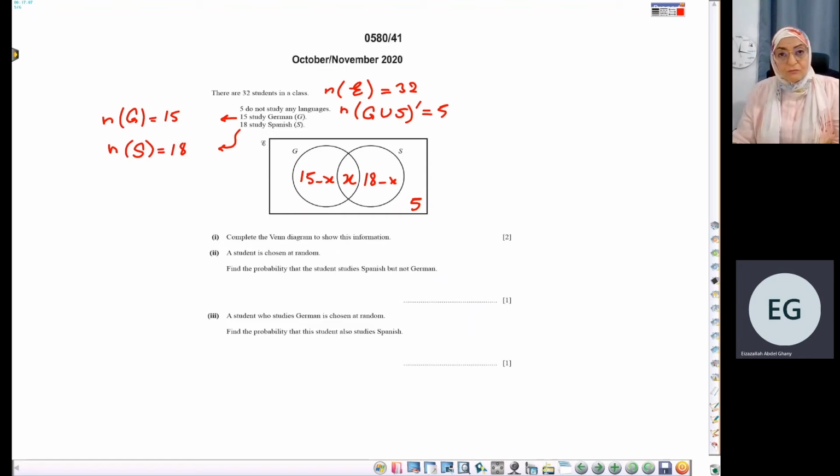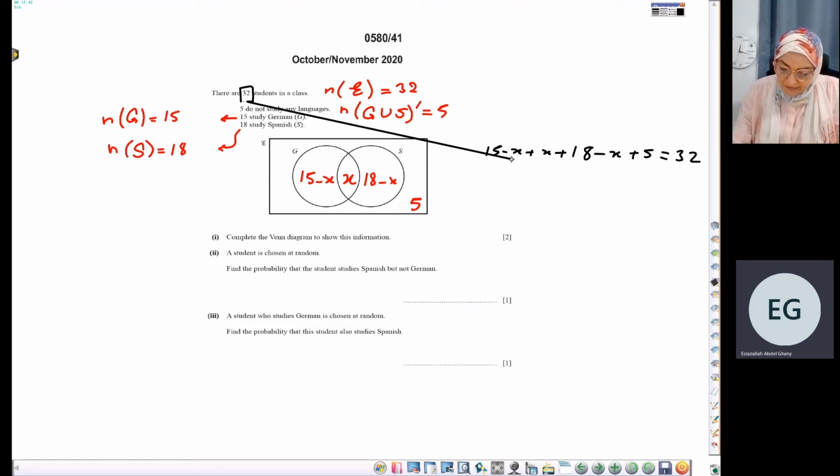Finally, what to do? We'll form an equation. This equation, if you add this region plus this region plus this region plus this region, they add up to 32. Now let's form an equation. 15 minus x plus 18 minus x plus 5, they add up to 32.